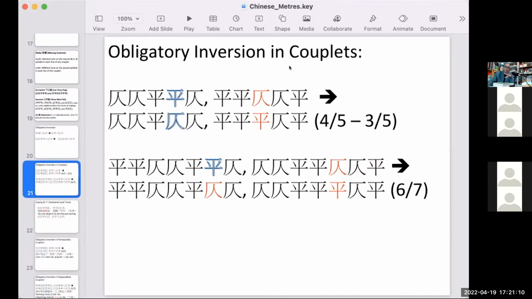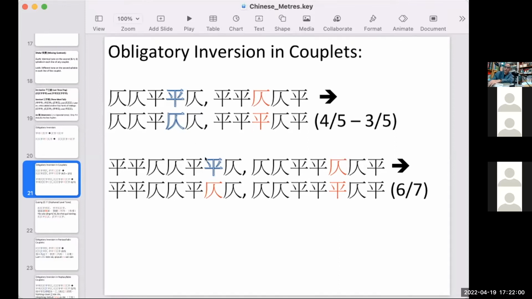Obligatory inversion in couplets. If zi zi ping ping zi, if this ping changed, no, this is the couplet. If this ping changed into zi, so you have to, in the second line, the other zi must also be changed into ping. Again, for the sake of striking balance in the rhythm, and also to avoid this grouping, because if you change the ping into zi, that means you have only one ping here. So you have to make it up.